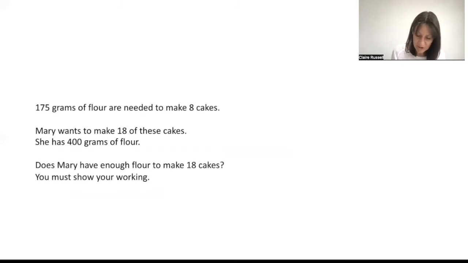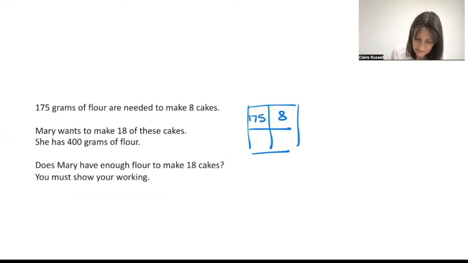Okay, so for this question, I've got my fact that 175 grams of flour are needed to make 8 cakes. Okay, so flour and cakes. And Mary wants to make 18 of the cakes. So 18 of the cakes means that I could put 18 there. But they're also telling me she's got 400 grams. Now, I can't put that in because I don't know if it's going to be the same exact answer.